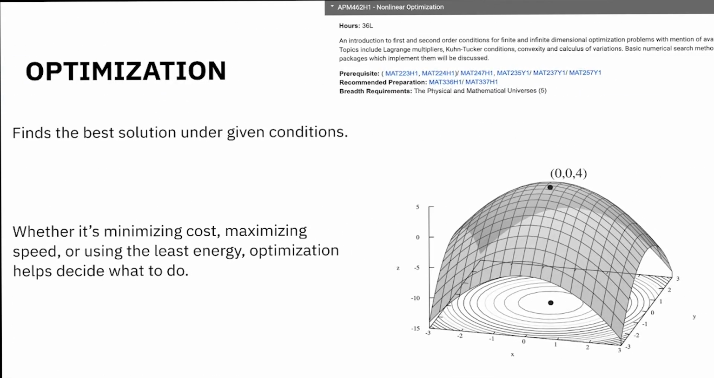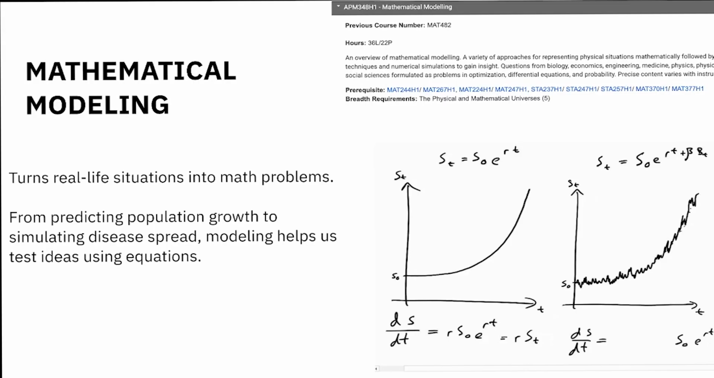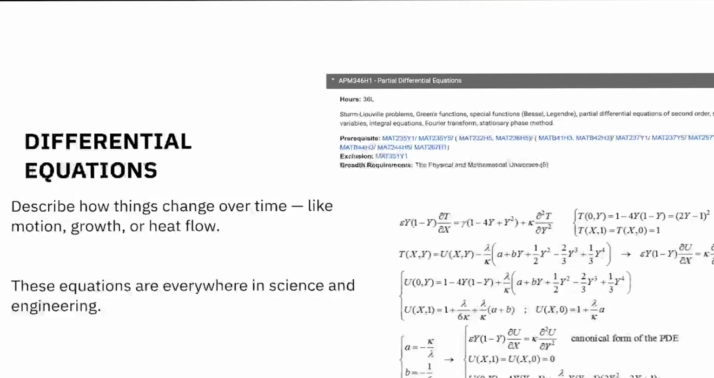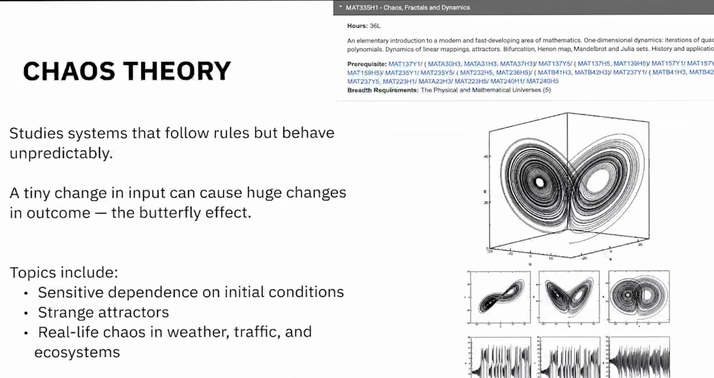Optimization asks, what is the best way to do something? It's about maximizing efficiency, minimizing costs, or finding the most effective outcome. Mathematical modeling takes real world situations like disease spread, traffic flow, or climate and turns them into math that you can analyze. Differential equations describe how things change, like motion, heat, or population growth, using equations that involve rates and slopes.